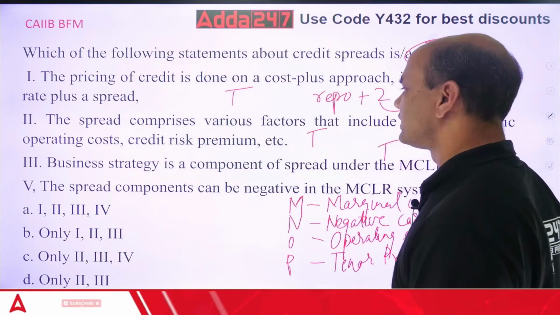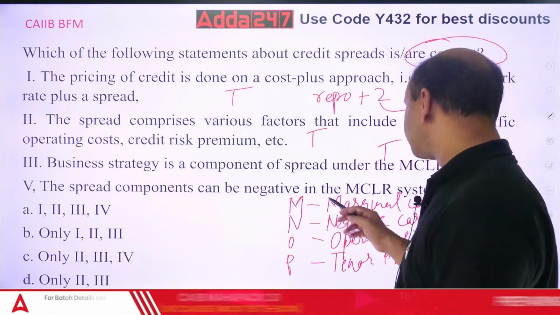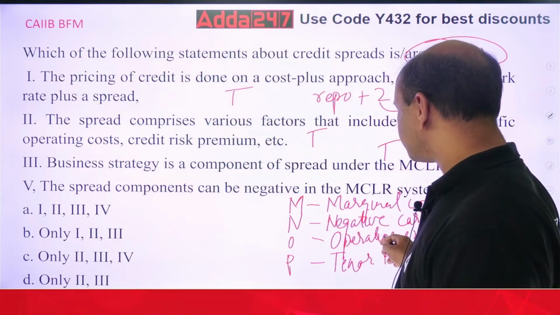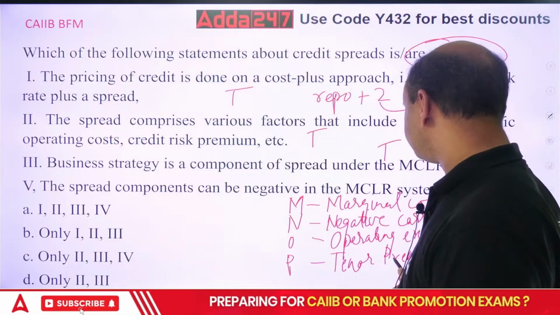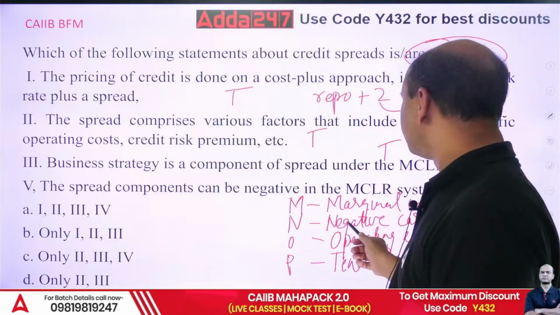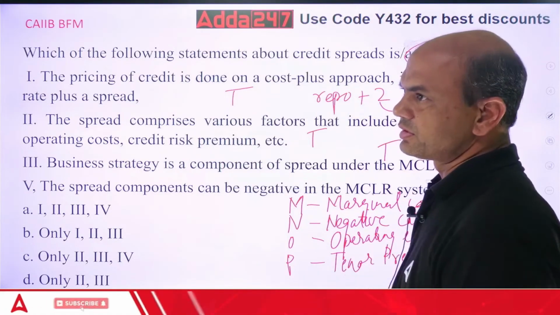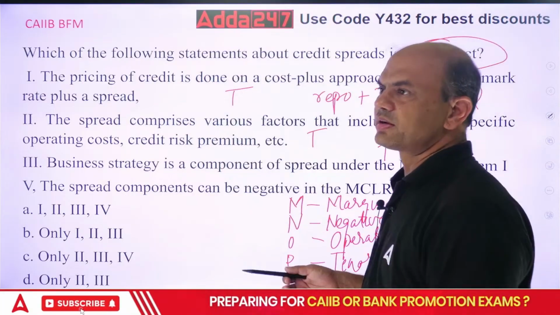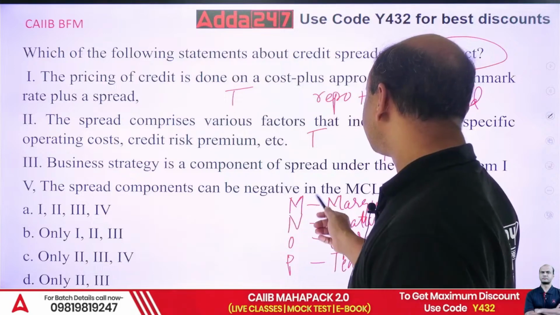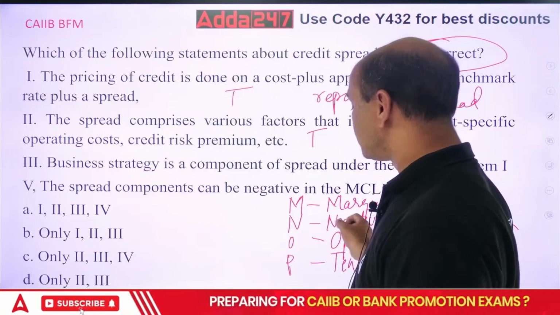What about the 4th one? The spread components can be negative in MCLR. Which one can be negative? Tenor premium will always be positive if you are having a long-term loan. Negative carry for CRR can never be negative. Negative carry will also be positive.